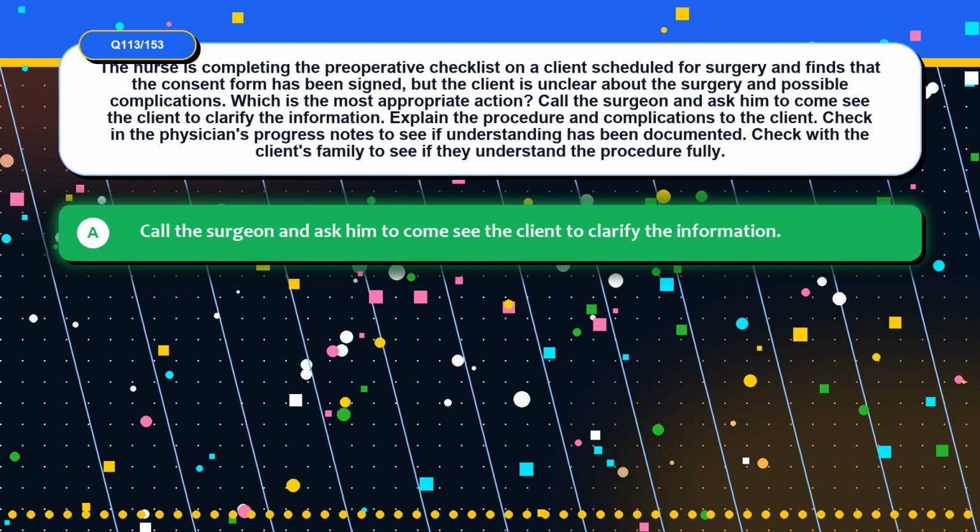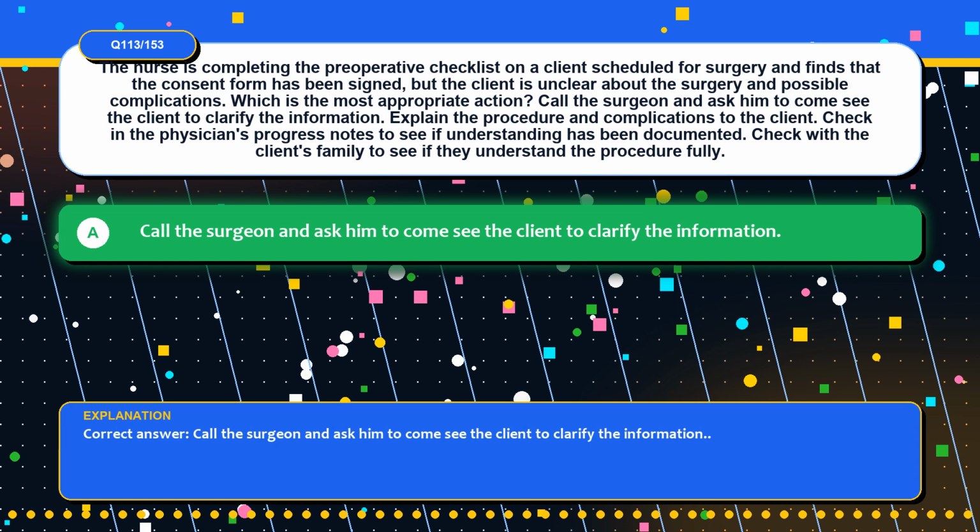The correct answer is option A. Call the surgeon and ask him to come see the client to clarify the information.